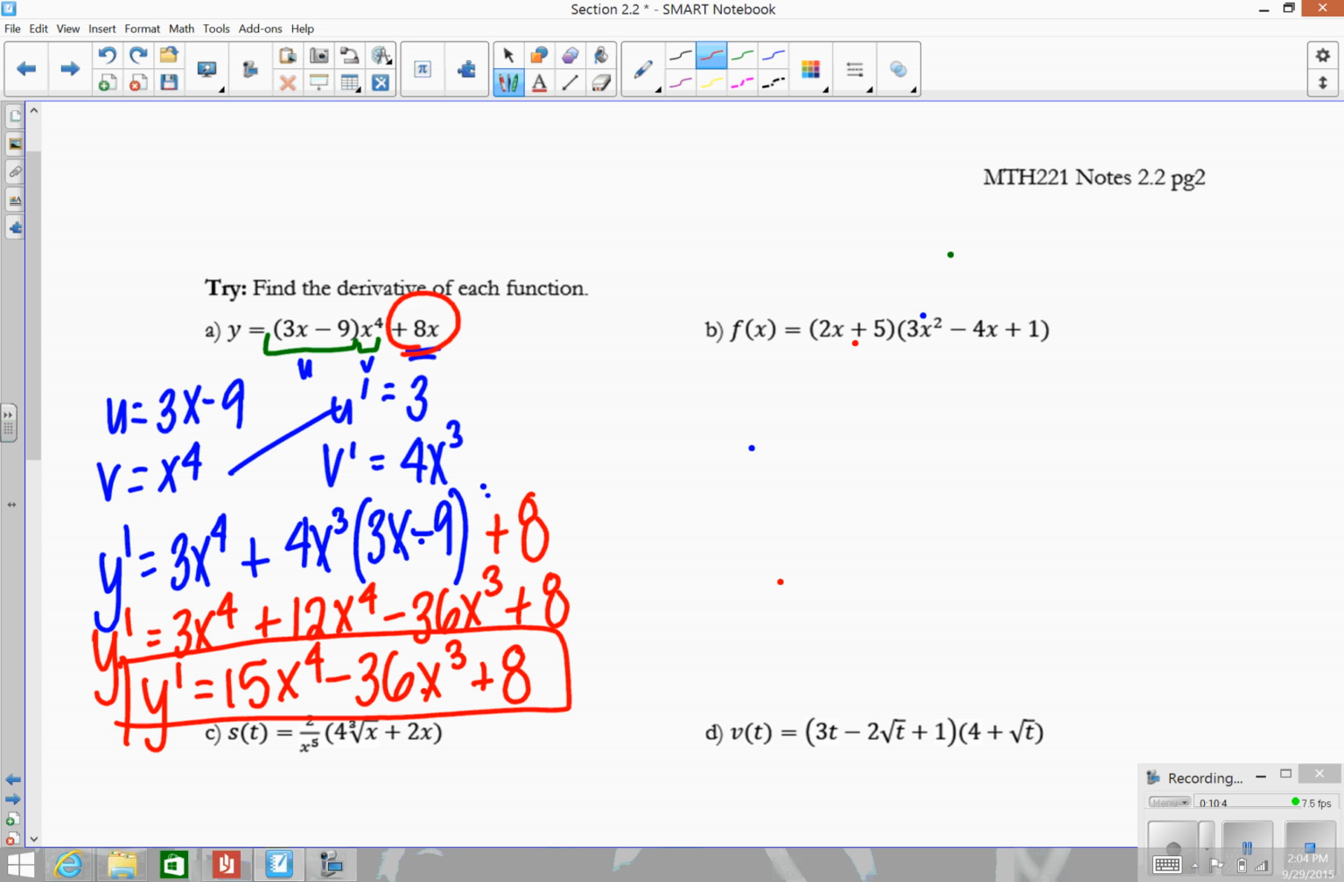And that's it. So B I'm going to leave for you to try on your own. Like I said, up to you if you want to multiply this out first and use the power rule or try the product rule. Up to you.